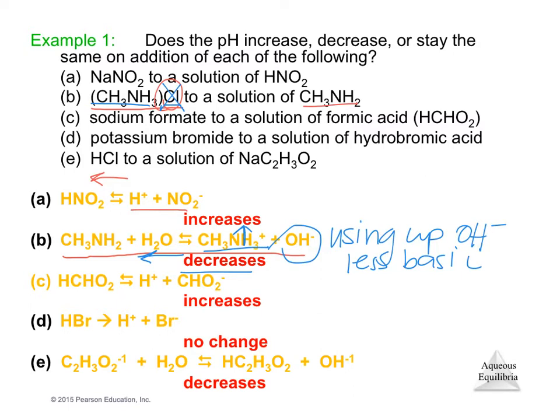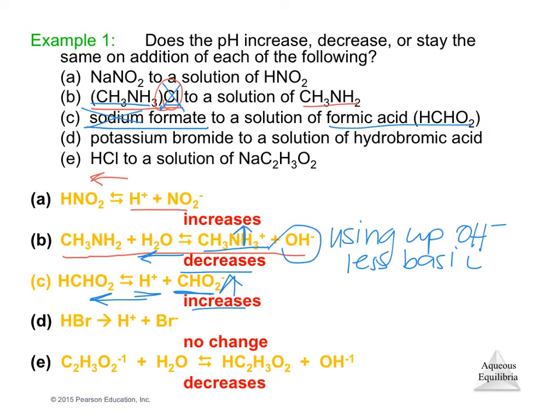With C, you have sodium formate. So this is the salt because you have sodium at the beginning. So we're dealing essentially with formate adding to formic acid. So you're adding this common ion of formate. You have too much on the product side. It's going to shift to the left. It's not going to ionize as much. We're going to use up H+, very similar to example A. So because you're using up H+, it's becoming less acidic, more basic, so your pH is going to increase.